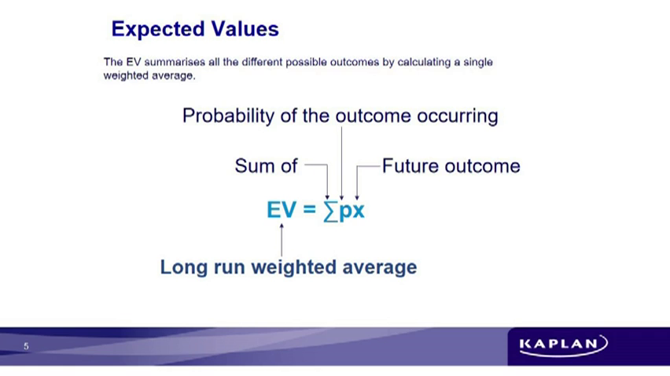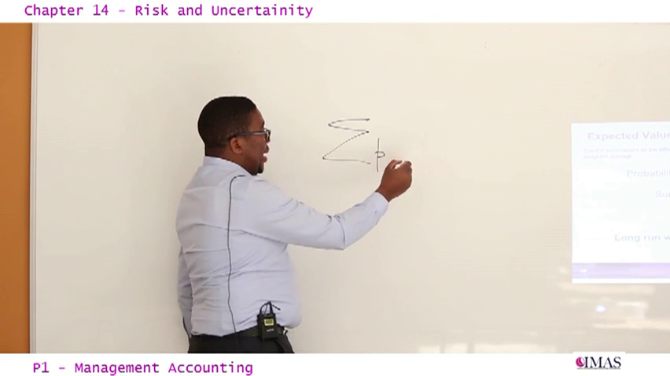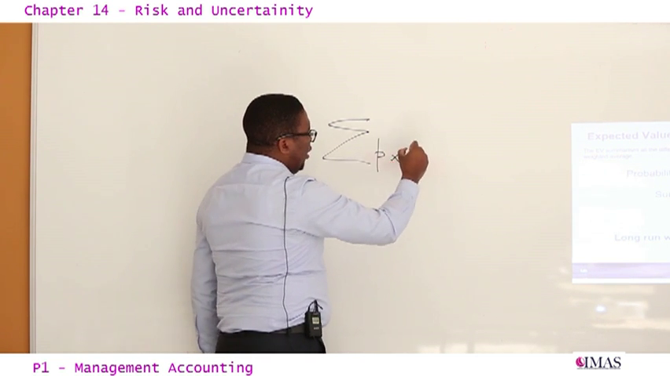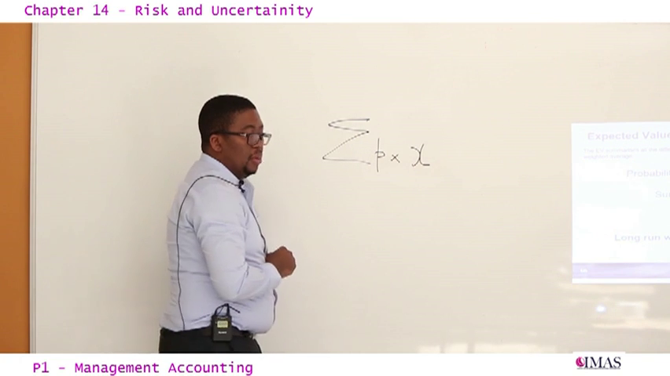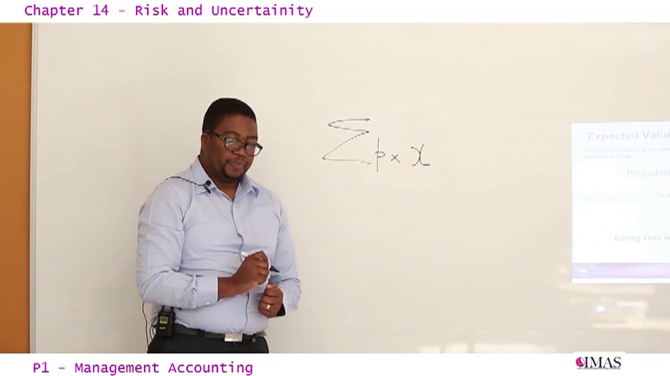And how do we go about calculating expected value? There is a formula, which is presented as: expected value is equal to the sum of your probability multiplied by future outcome. Therefore, we say expected value is the sum of all probabilities multiplied by your possible outcome. Let me give you an example.